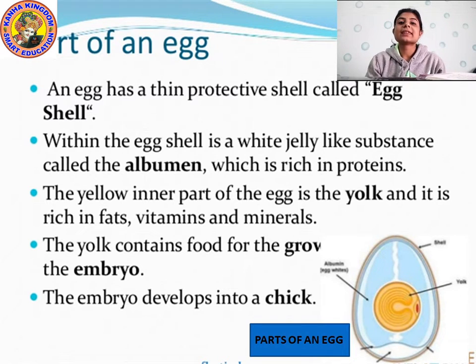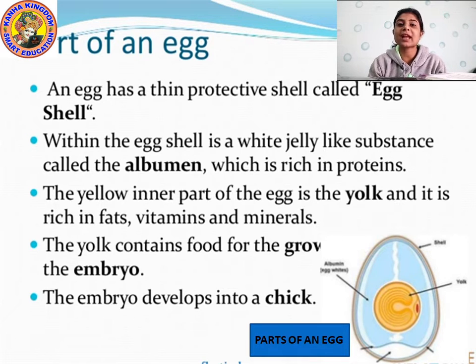See, there are different parts of an egg. An egg has a thin protective shell called the eggshell. The outer part of an egg is a little bit hard, yes or no? Inside that shell there is a thin protective layer. The thin protective layer that covers the inside of the egg is called the eggshell.